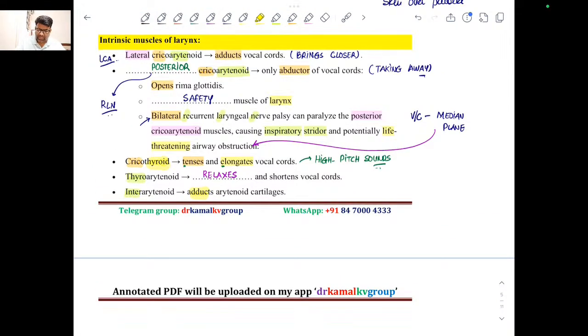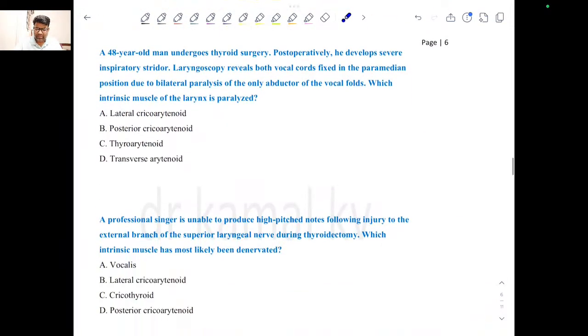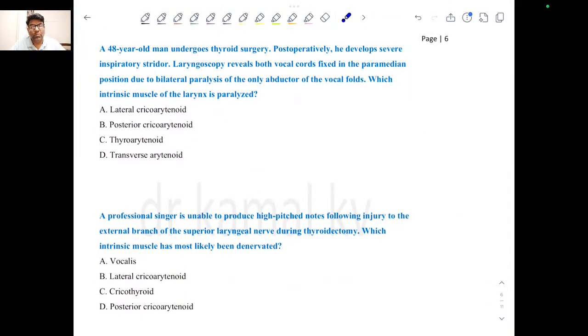So out of all these muscles, you have to remember mainly two. One is posterior cricoarytenoid, and the second one is cricothyroid. Posterior cricoarytenoid is abductor of vocal cord. Cricothyroid is tensor or elongator of vocal cord. Clear? So with this background knowledge, we can discuss few practice questions.